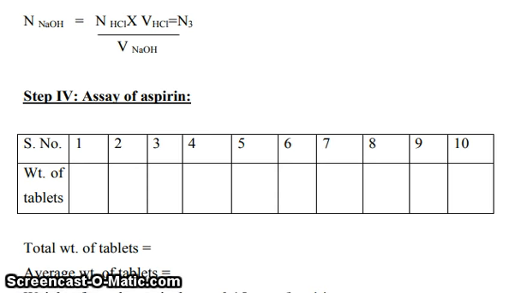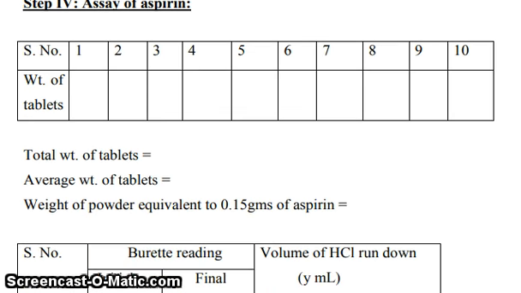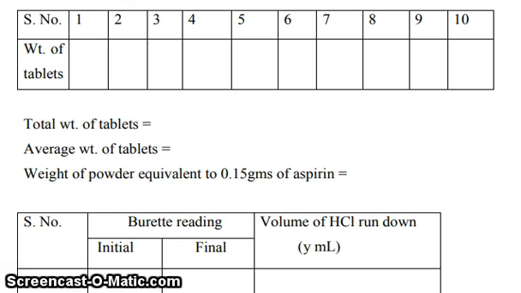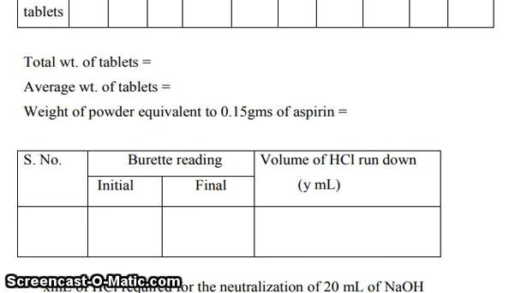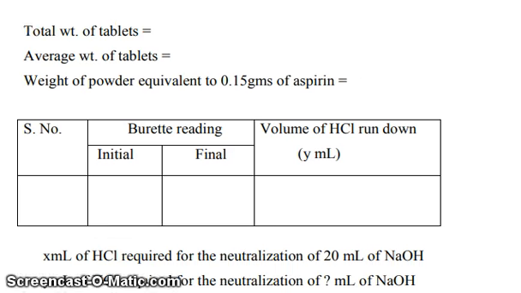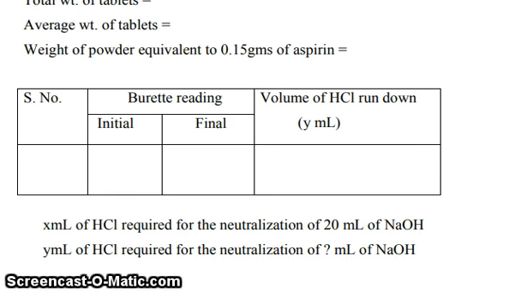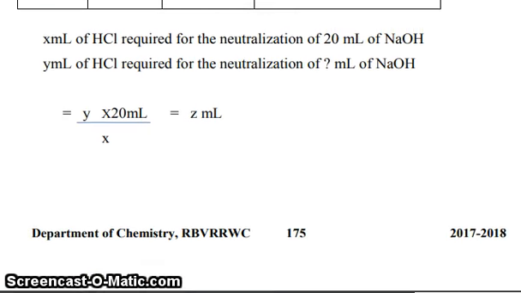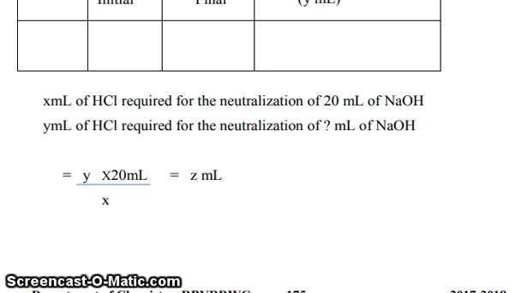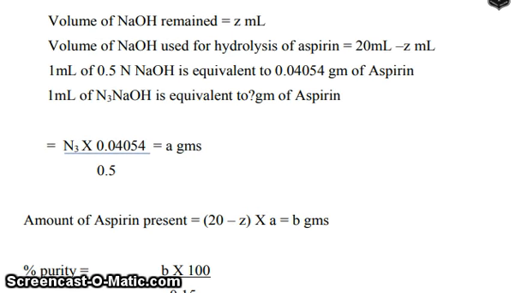So step 4, assay of aspirin. Weight of tablet you can take. Total weight of tablets, average weight of tablets, weight of powder equivalent to 0.15 gram of aspirin, serial number, burette reading initial and final, volume of HCl run down in ml. So x ml of HCl is required for neutralization of 20 ml of sodium hydroxide. Y ml of HCl is required for neutralization of what ml of sodium hydroxide? You have to calculate with the help of this formula: y into 20 ml divided by x is equal to z ml. Then the sodium hydroxide volume is equal to z ml.